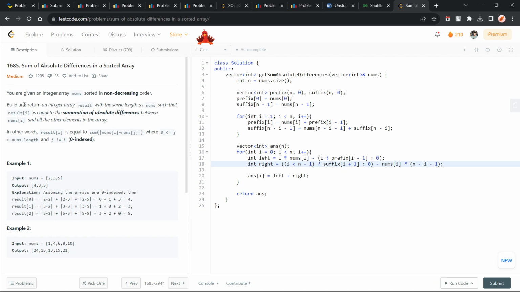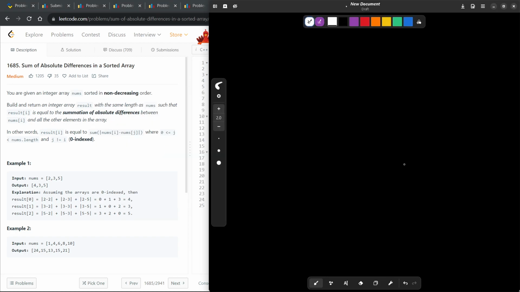Right. Now we have to build and return an integer array result with the same size as nums, which is the original array, and result of i should be equal to the summation of absolute differences between nums of i and all the other integers. So the question wants to say this.